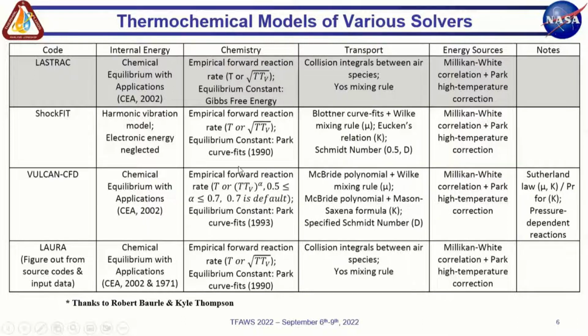And in the chemistry, the difference exists in the equilibrium constant. So how is this equilibrium constant calculated? You can either use a curve fit, or you can use the minimum Gibbs free energy, like what we use in LASTRAC. And for the transport properties, you can either use Yos's mixing rule, or the other option is Blottner's curve fit plus Wilke's mixing rule. So those are the differences of the models. In the following slides, I will briefly show you these differences.